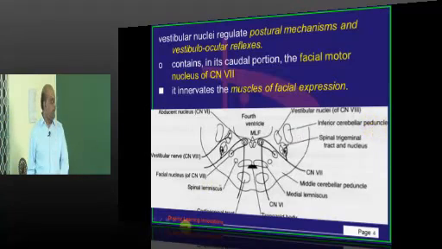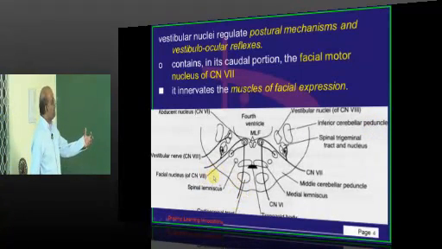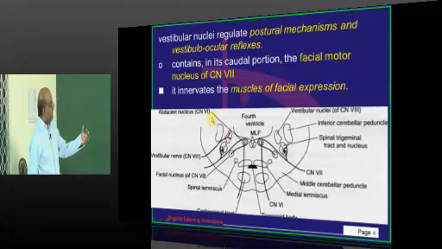Then the facial nucleus is a very, very important structure. Are you able to appreciate this? This is the facial nucleus, and these are the vestibular nuclei. We are at the level of the pons, and this is the abducens nucleus.